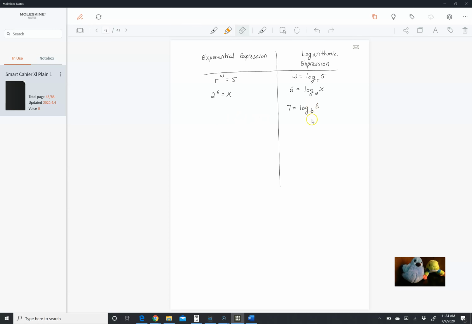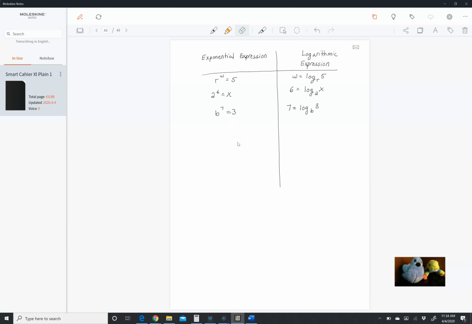So if we want to convert, we know that the base of the logarithmic is the same as the base of the exponential. So we're going to have b. And then the whole purpose of a log is to solve for the exponent. So the exponent is what's all by itself on this side of the equal sign. So it's b to the 7th. And then the argument is equal to our answer in the exponential. So b to the 7th is 3.